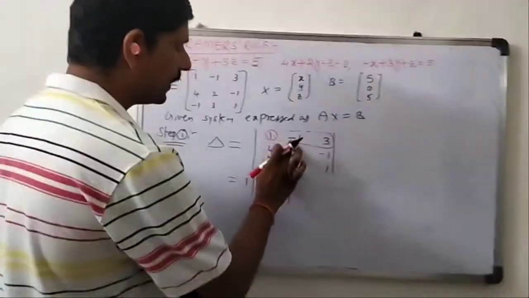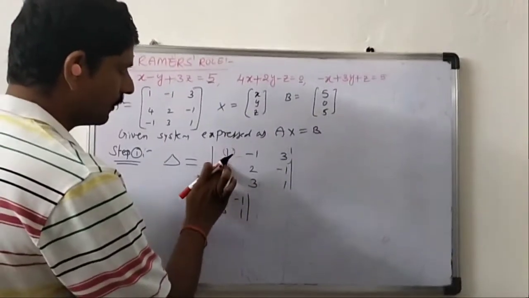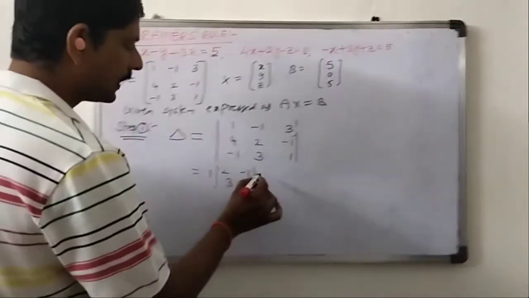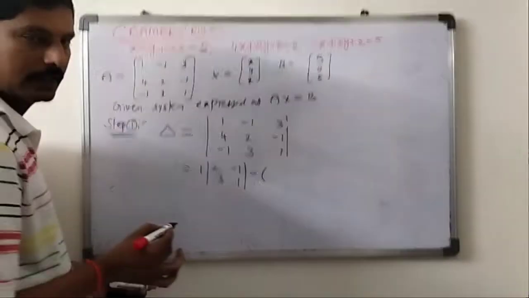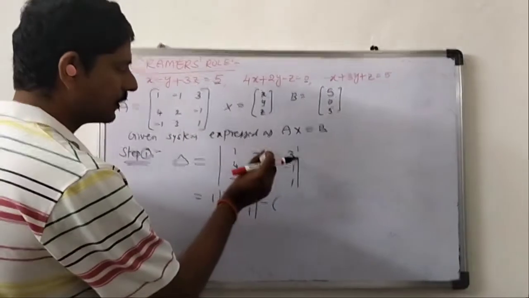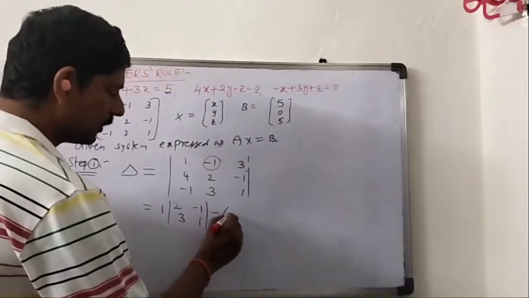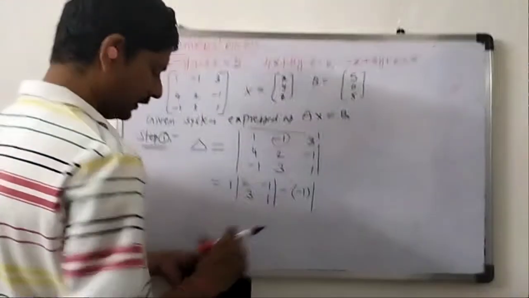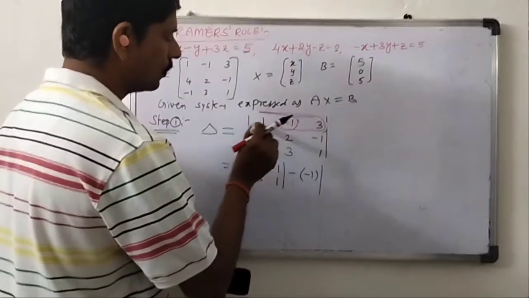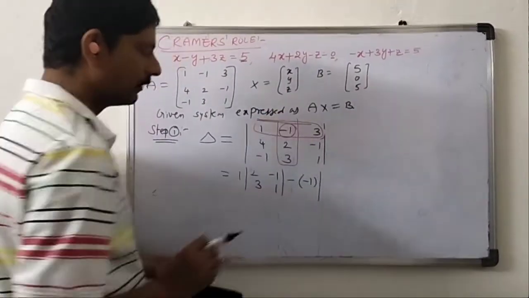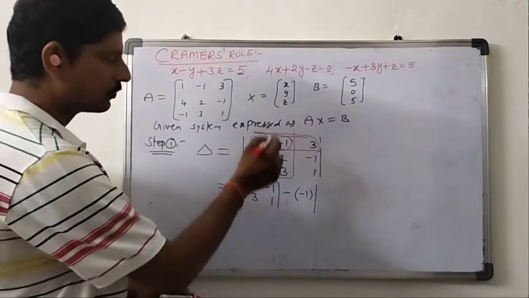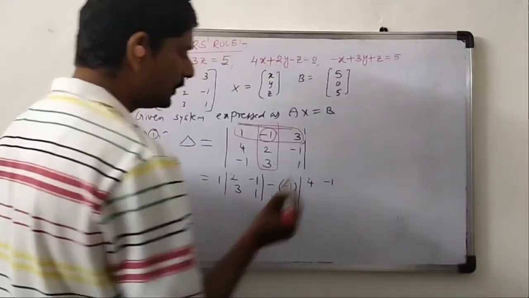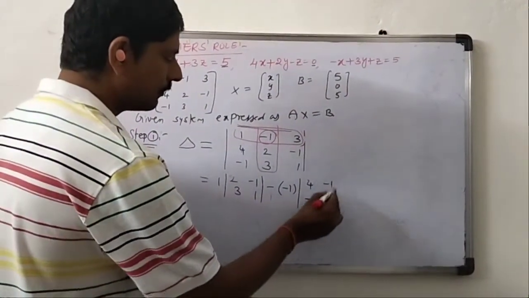For the second element, what is the second element here? Minus 1. In the formula, for the second element we always get minus of the second element. So minus of minus 1 into the determinant of leaving the first row and second column. What is the determinant we have? 4, minus 1, minus 1, 1.